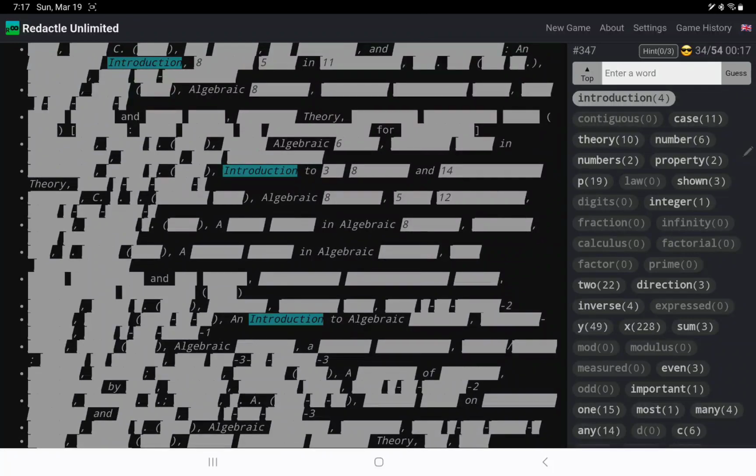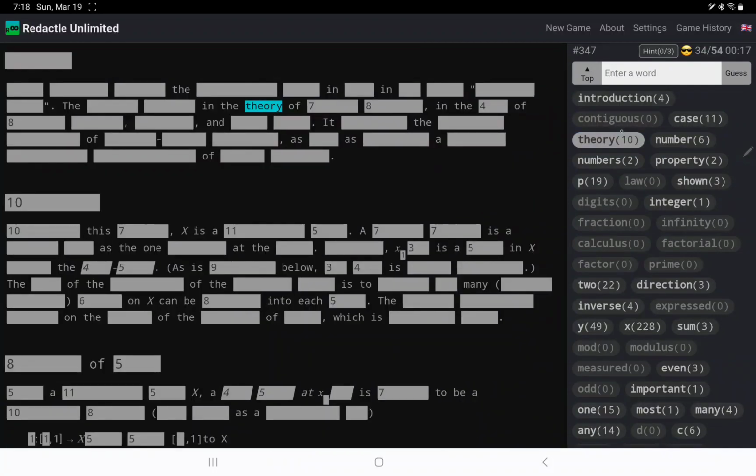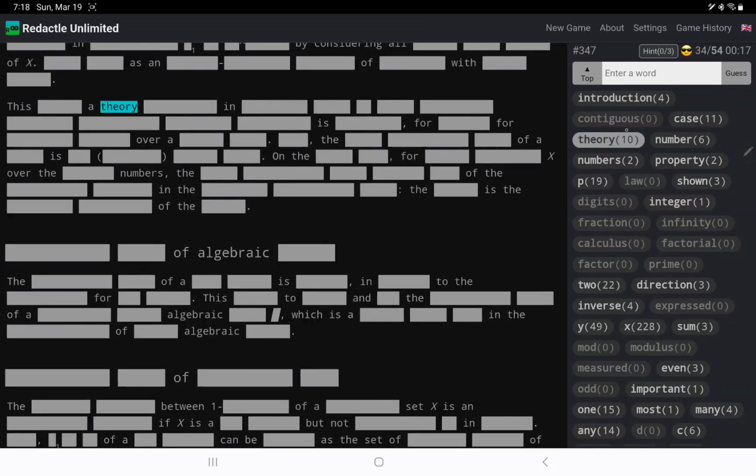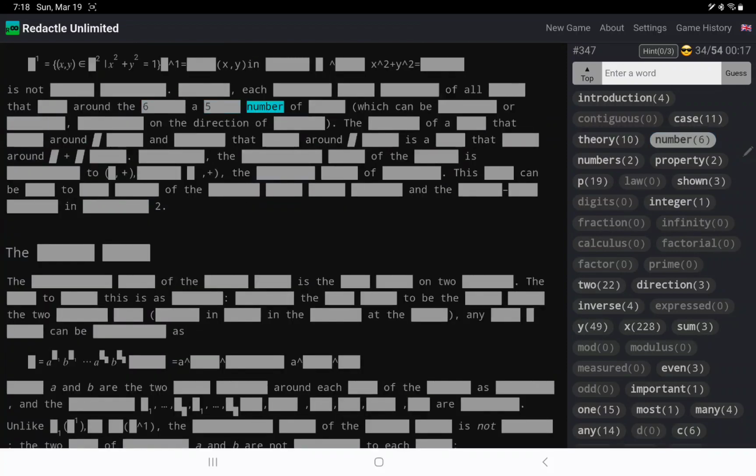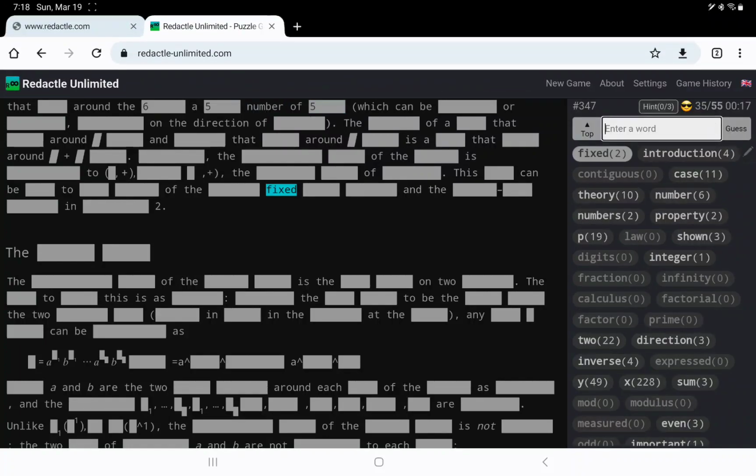Algebraic 8. An introduction to algebraic 8 theory. No, this something a theory. Around the something, a fixed number. No, but we do have fixed right there.